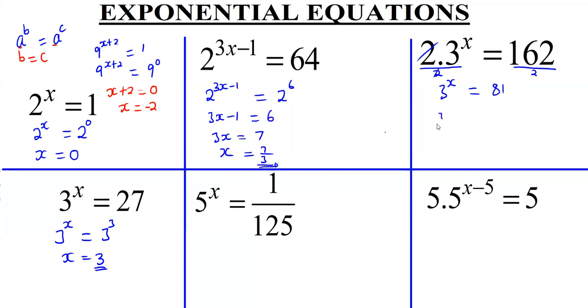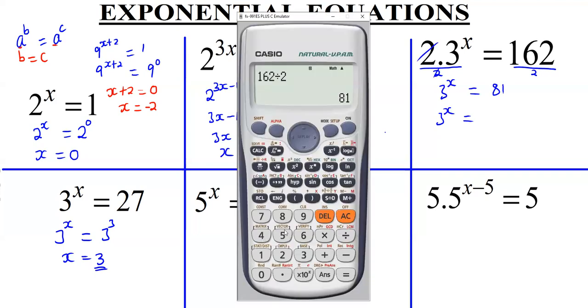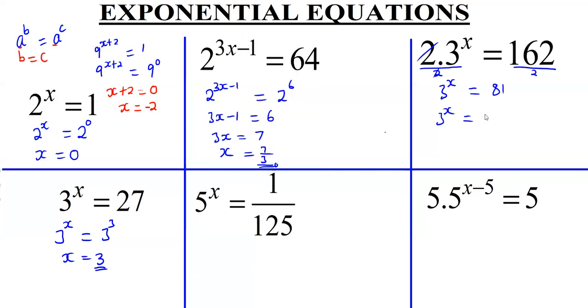81, so if we say 3 to the power of x is now equal to 3 to the power of 4. So 81 equals 3 to the power of 4. So your x will be equal to 4. Done deal like that. So you need to get rid of the 2 first, you divide.